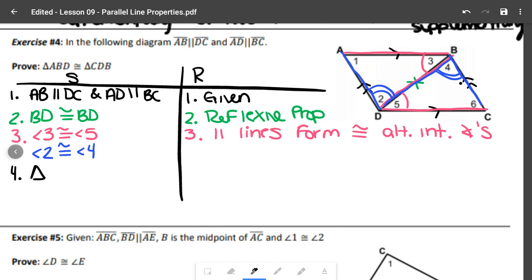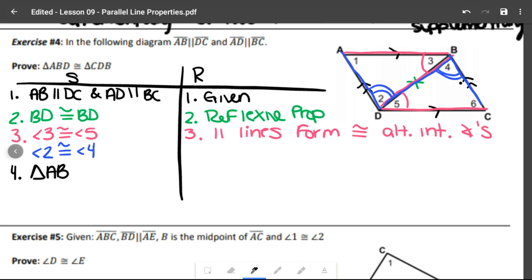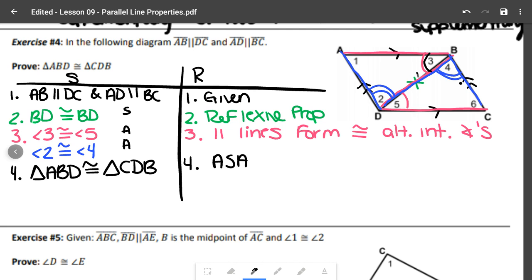So I can say triangle ABD is congruent to triangle CDB. Angle, side, angle. I only talked about one side in the reflexive. So this was the side. There's two angles, but I have to look at how they fall. It's not side, angle, angle, because if I read this, it's this angle, side, angle. So I'm reading it for that one triangle. Same thing, angle, side, angle.